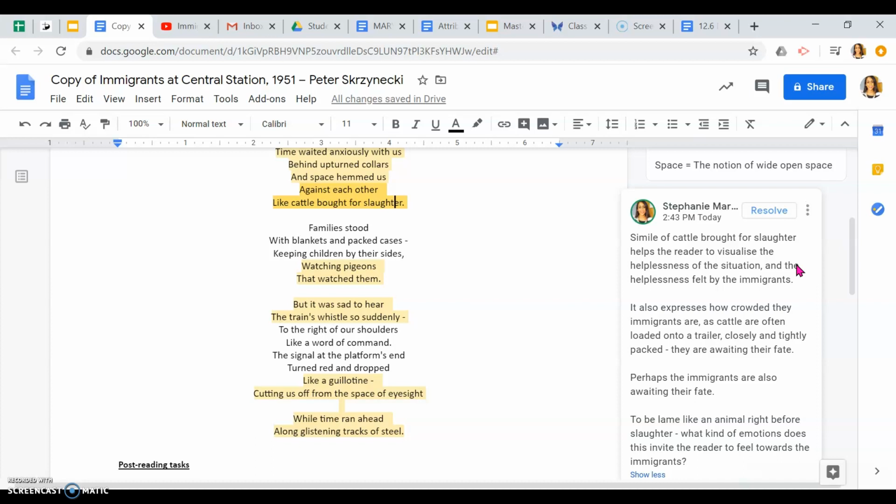When we compare cattle brought for slaughter with the immigrants, what kind of emotions does that invite us to feel? Have a think about that and perhaps note some down, because it's a very powerful line.